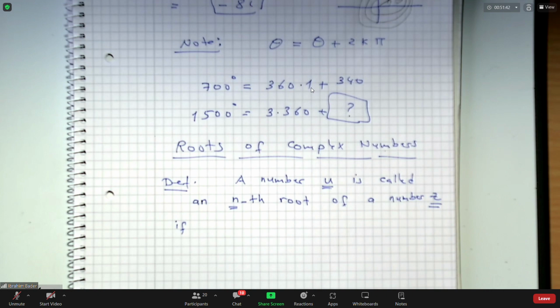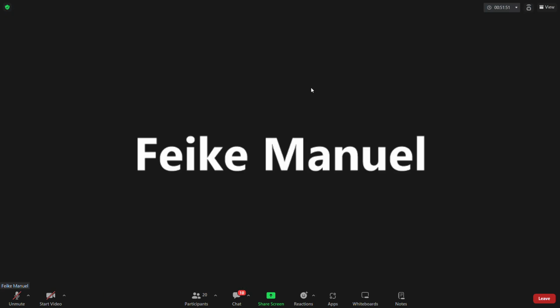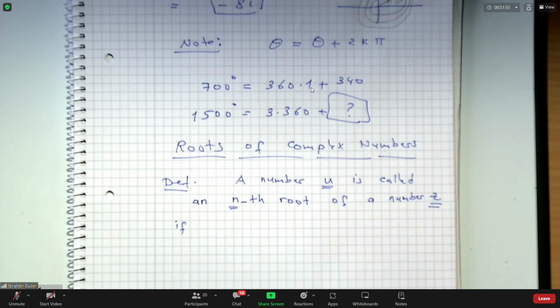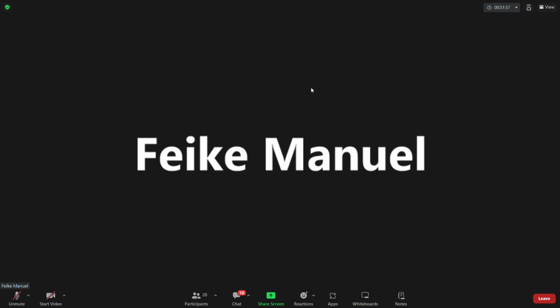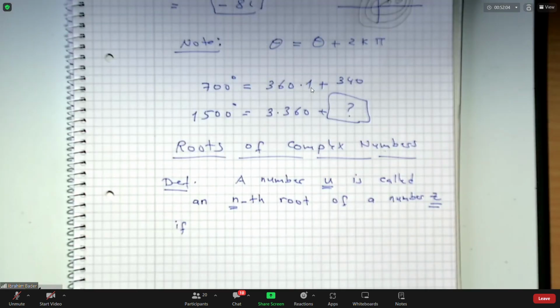What I'm asking is, is 2 a third root of 8? No answer? Yes, it is. How do you verify that? Well, reverse engineering, I say 2 times 2 times 2 is 8. Exactly. This is exactly what's meant here.